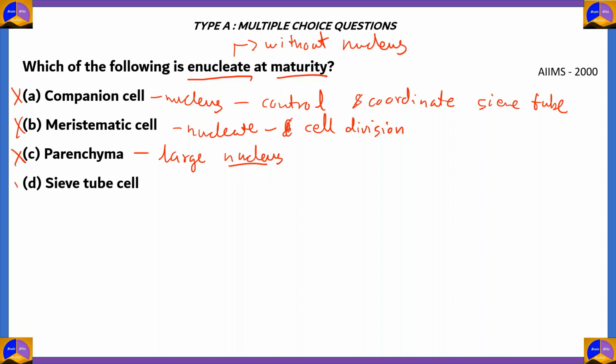The right answer is option D, sieve tube cells, and these are used for transport of food materials through the phloem. So sieve tube cells are kind of similar to RBCs in this respect because both of these are enucleate at maturity to help transport food.